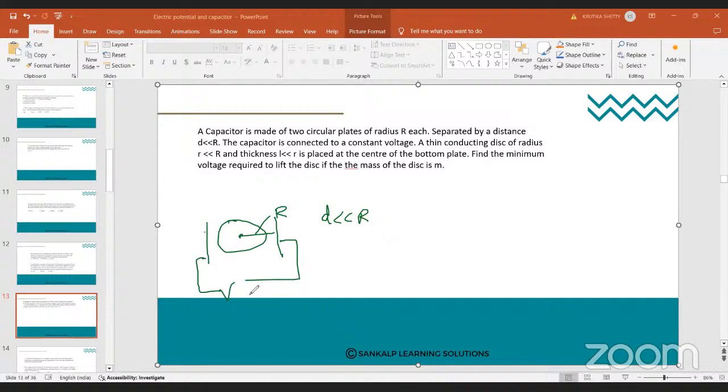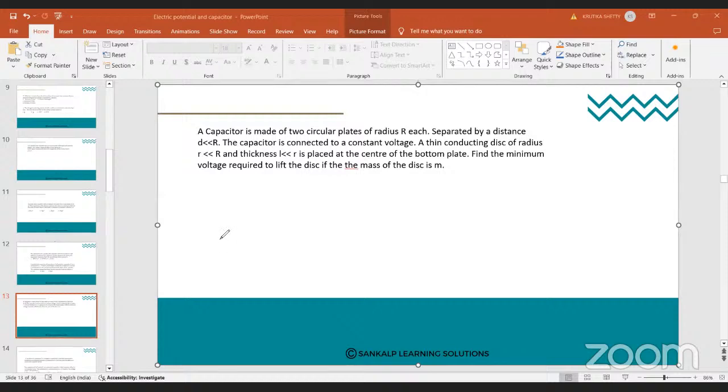A thin conducting disc of radius r, which is much less than capital R. That means the disc placed here has its own radius, and the plate you connect above it has a larger radius than that. Okay, and the thickness t is placed at the center of the bottom plate. We need to calculate the minimum voltage required to lift the disc if the mass of the disc is m.